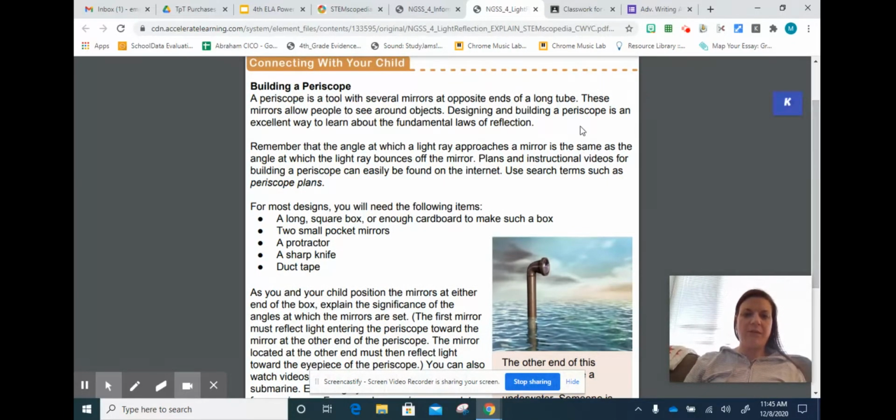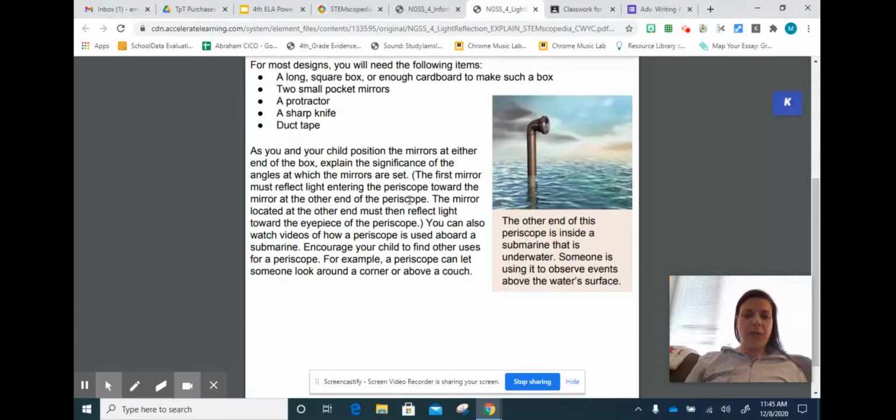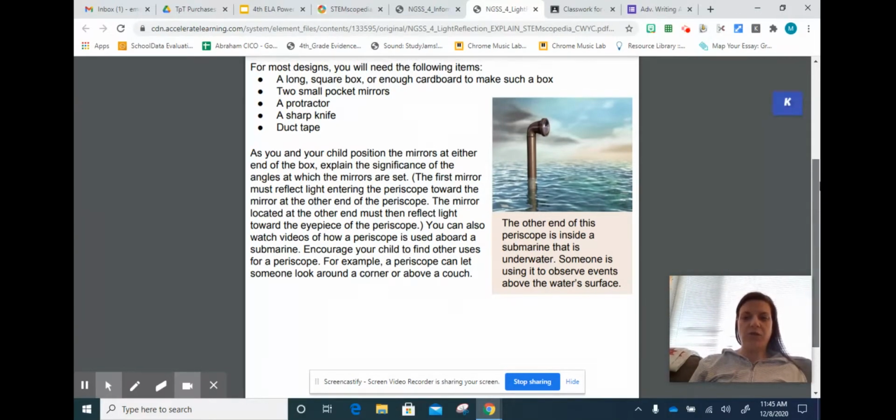And so you can have the student read all about what it is. And for most designs, these are the materials that you can make a periscope at home, or you can just research periscope plans on Google. You can just type that in and it'll come up. And so you can read through and they can just use the mirror like around the corner to see around the corner, and they can just experiment with it. So that's going to be something that you could do at home with that.